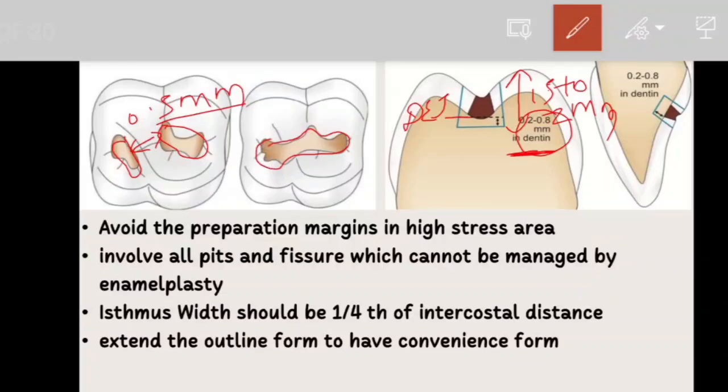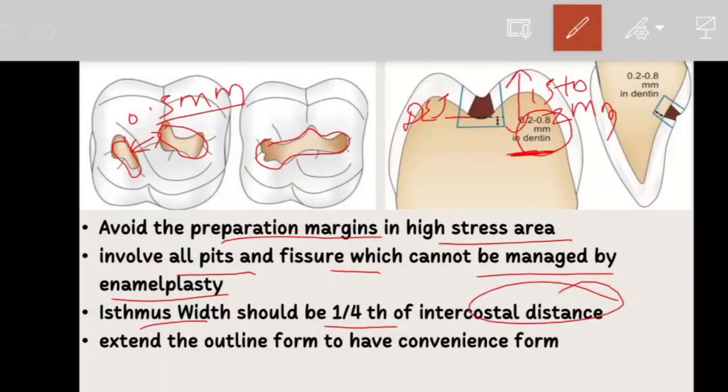Okay. Now avoid the preparation margin in high stress areas. Involve all the pit and fissure which cannot be managed by enamel plasty, and isthmus width will be 1/4 of the intercuspal distance, and extend the outline form to have the convenience form.